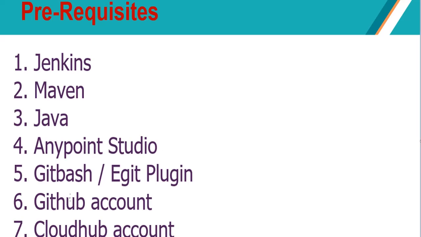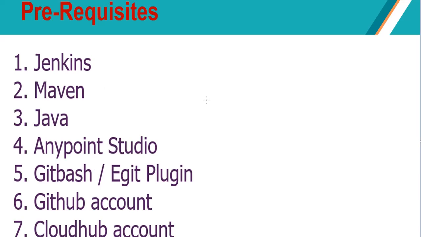You need to have a GitHub account and you need to have a CloudHub account. Obviously, you need to deploy your MuleSoft application into a CloudHub account, right? So you should have a CloudHub account. So these are all the major things you need to install before you start building the CI/CD pipeline using Jenkins tool. So I'll show you how to install all these things. Okay, let's get started.